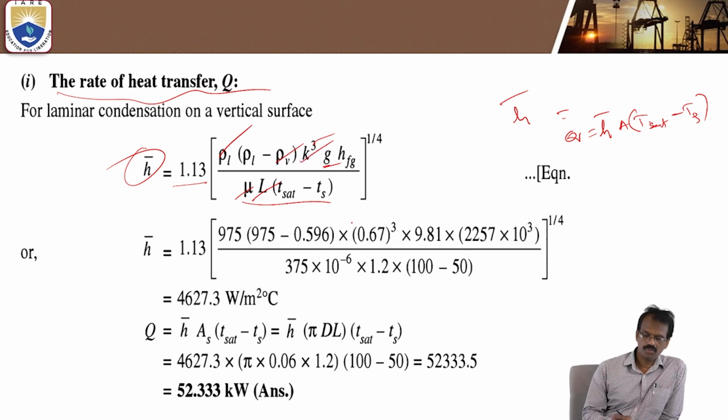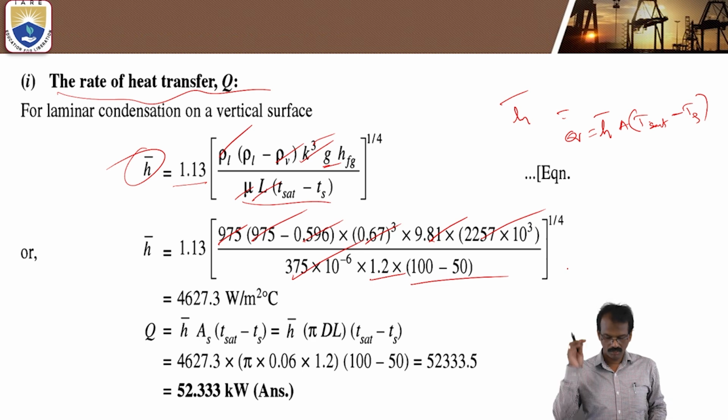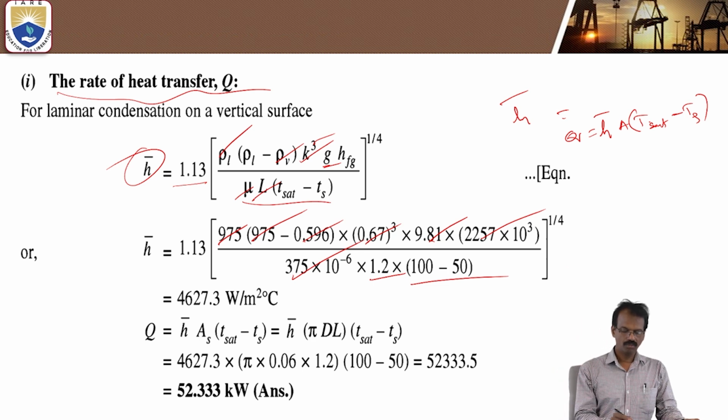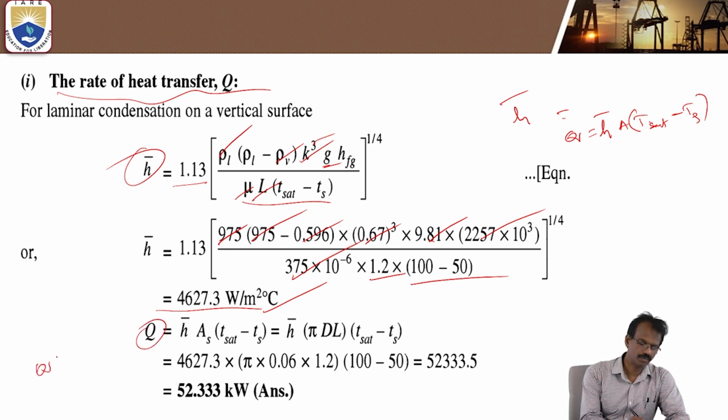If you substitute all the values, rho L, rho V, and thermal conductivity, g 9.81, hfg 2257 into 10 cubed, next the dynamic viscosity and length, and T saturation 100 minus T surface is 50, then you will get the h bar. If you know the h bar, then you can automatically find out the rate of heat transfer.